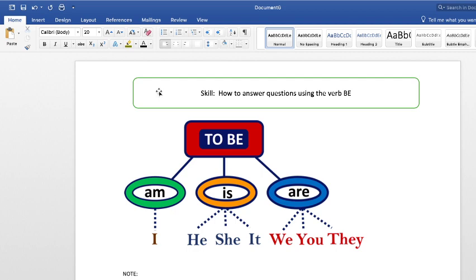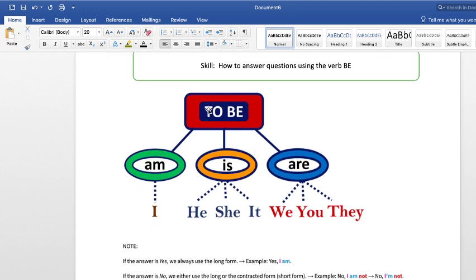Today, I would like to teach you the last skill that you need to learn about the verb be, which is how to answer questions using the verb be.